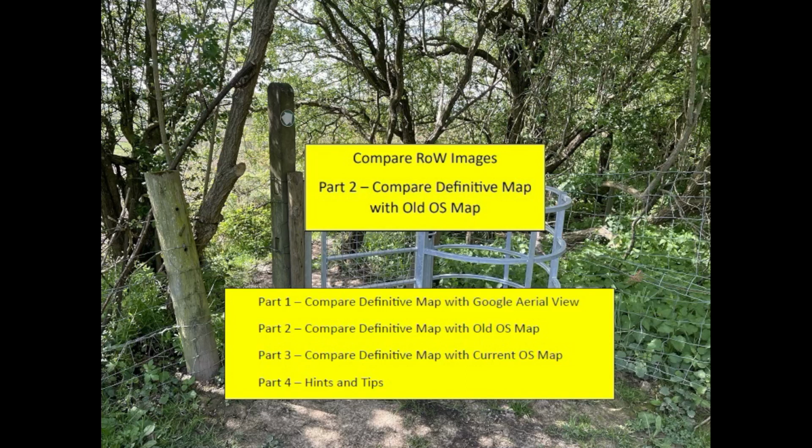Hello, welcome to this part 2 of a 4-part series on comparing a definitive map with various other maps. In part 1, we compared the definitive map with an aerial view, a satellite view, taken from Google. Could have been from another source. In this one, we're going to compare the definitive map with an old map taken from the National Library of Scotland.